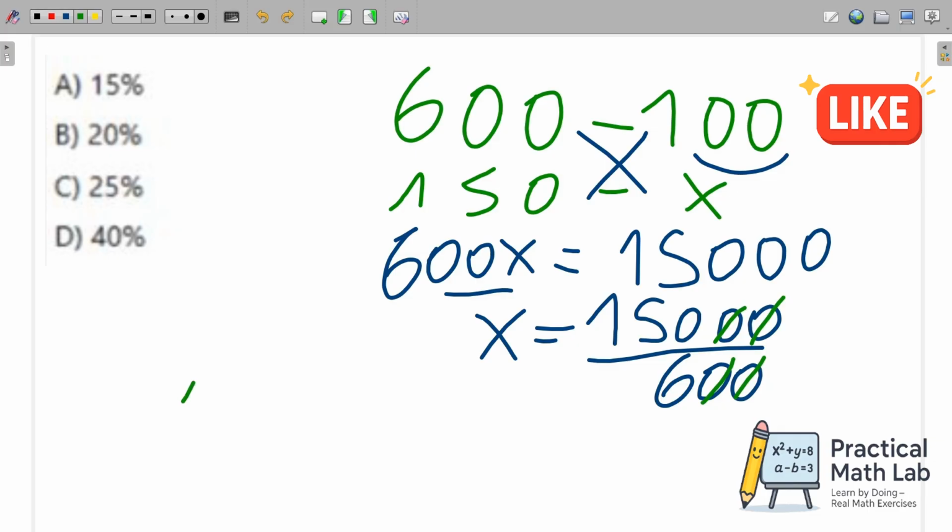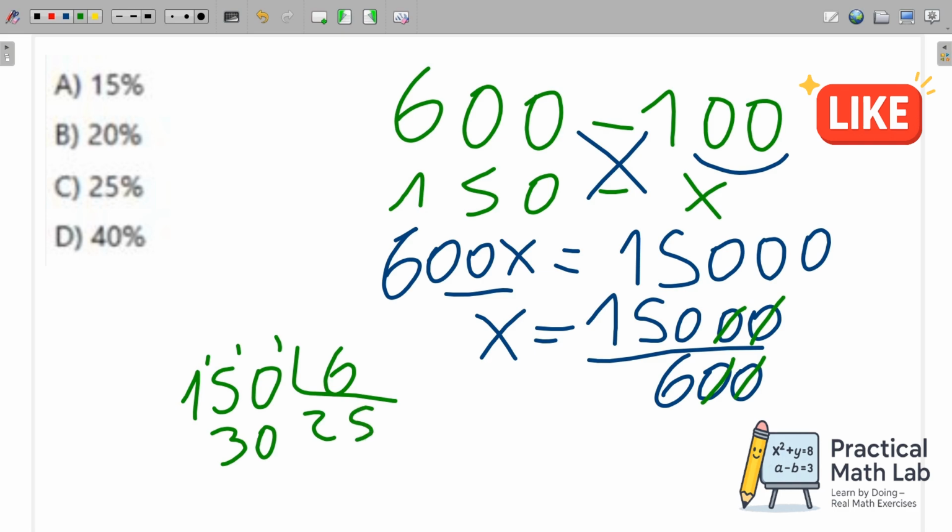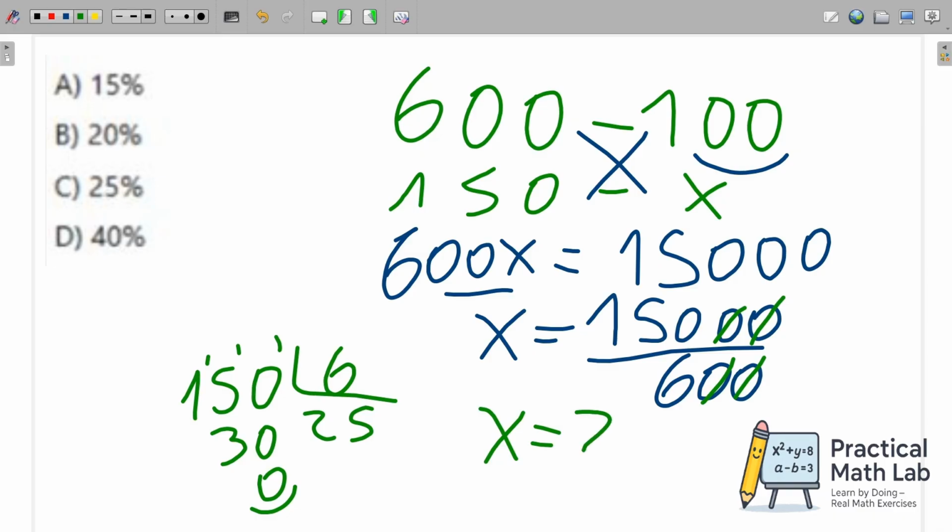Let's do this division here. 150 divided by 6. 1 can't be divided, so we go to 15. 15 divided by 6 is 2, remainder 3. Bring down the 0. 30 divided by 6 is 5. 6 times 5 is 30, so 25. X equals 25.